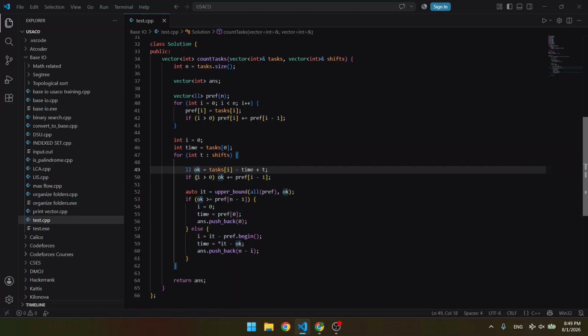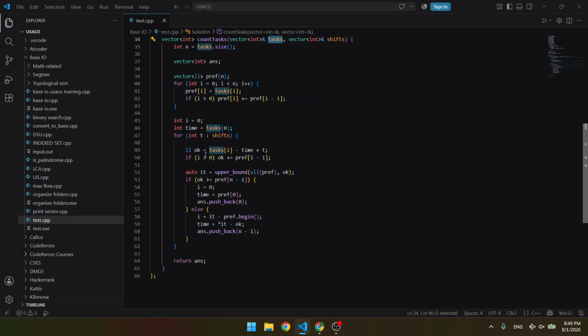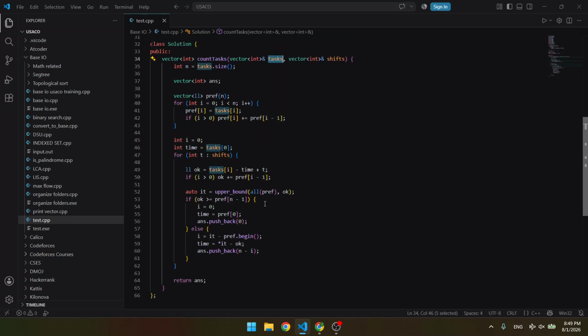And then if i is greater than 0, we add prefix i minus 1. So what is prefix? Prefix is just a prefix array of the time needed for a task, right? For example, pref2 would be the time to do task 1 and task 2. So you have our OK time. You use an upper bound in the prefix sums. Okay. First of all, if this OK time is greater than or equal to the time needed to complete all the tasks, then we can just restart the whole thing.